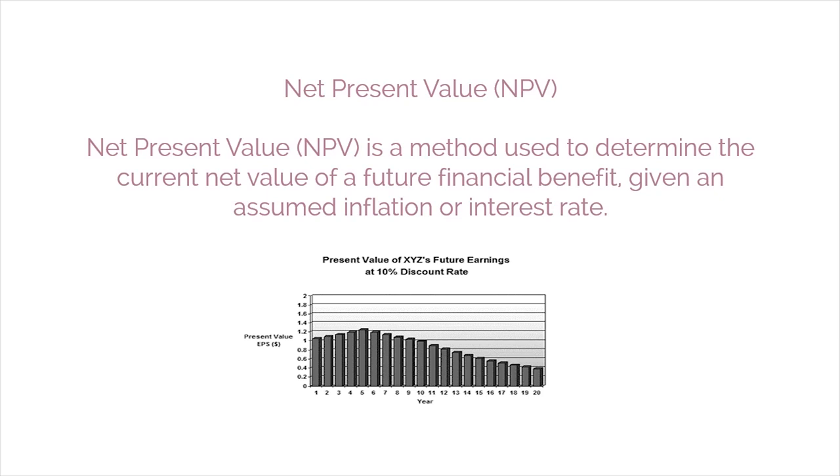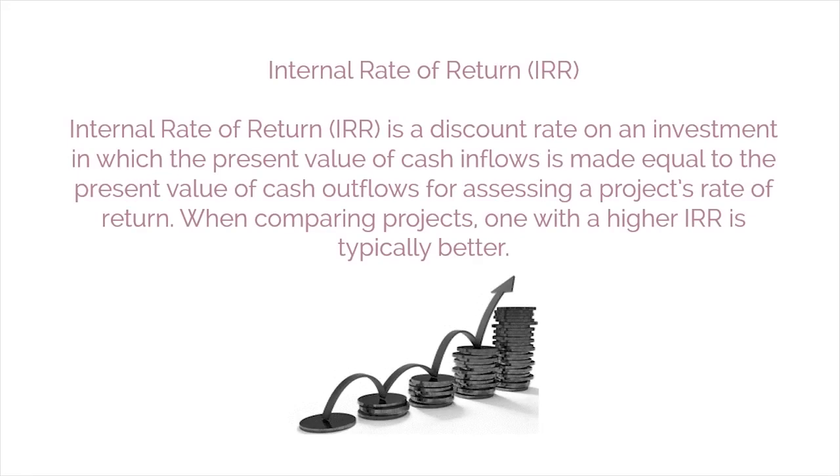The third method is internal rate of return. Internal rate of return, or IRR, is a discount rate on an investment in which the present value of cash inflows is made equal to the present value of cash outflows for assessing a project's rate of return. When comparing projects, one with a higher IRR is typically better.